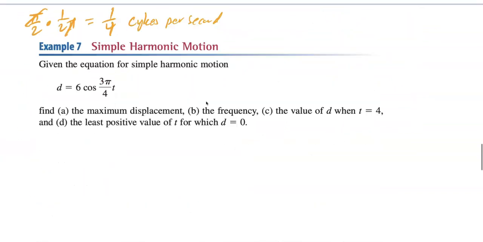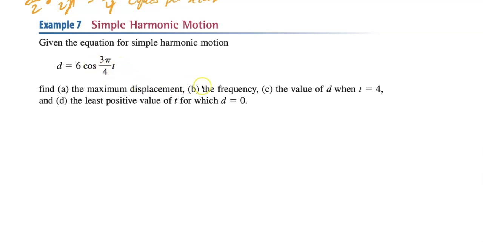Okay, last one. They're going to give us a simple harmonic motion, and they want us to answer a couple of questions. So first, what's the maximum displacement? Well, that's just the amplitude. Remember, if you're doing a cosine graph or a sine graph, maximum displacement is just the amplitude. So my maximum displacement of this one is our amplitude, 6.